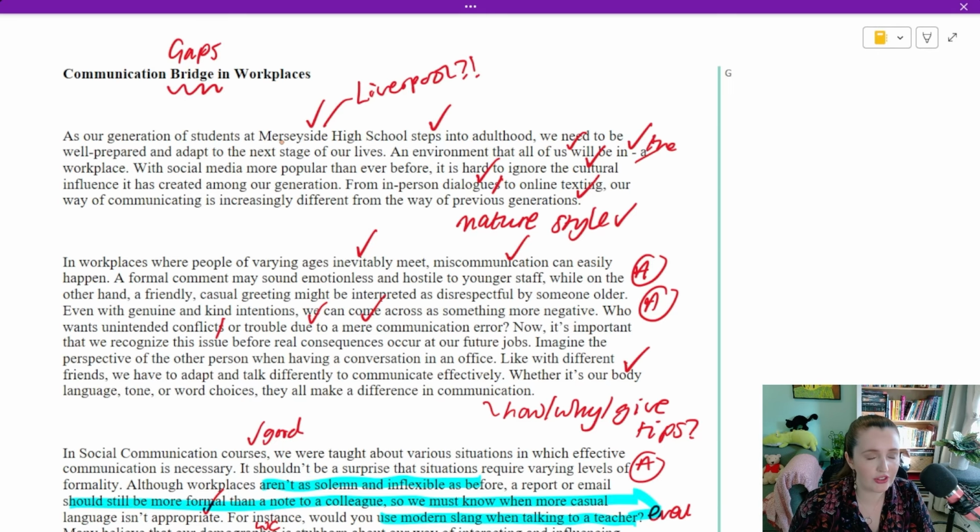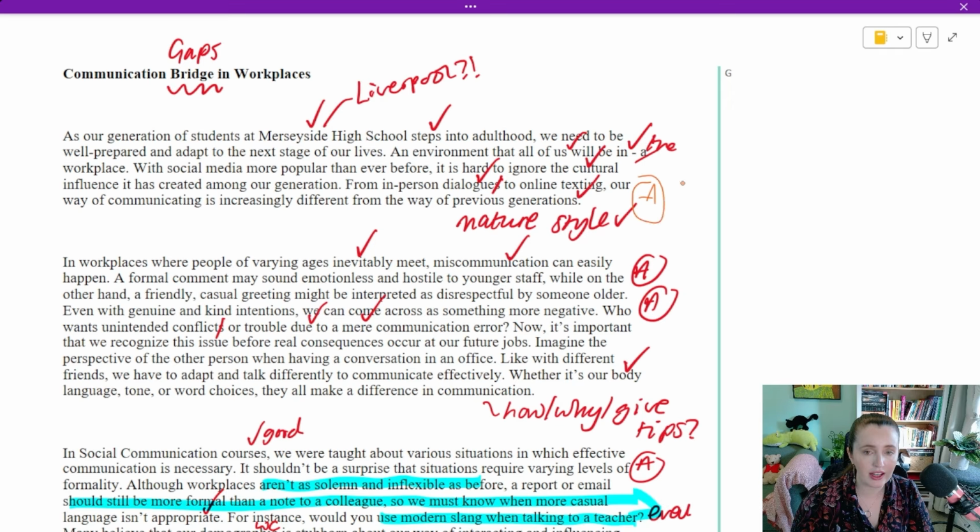As our generation of students at Merseyside High School steps into adulthood, we need to be well prepared and adapt to the next stage of our lives, an environment that all of us will be in, a workplace. With social media more popular than ever before, it is hard to ignore the cultural influence it has created among our generation. From in-person dialogue to online texting, our way of communicating is increasingly different from previous generations.